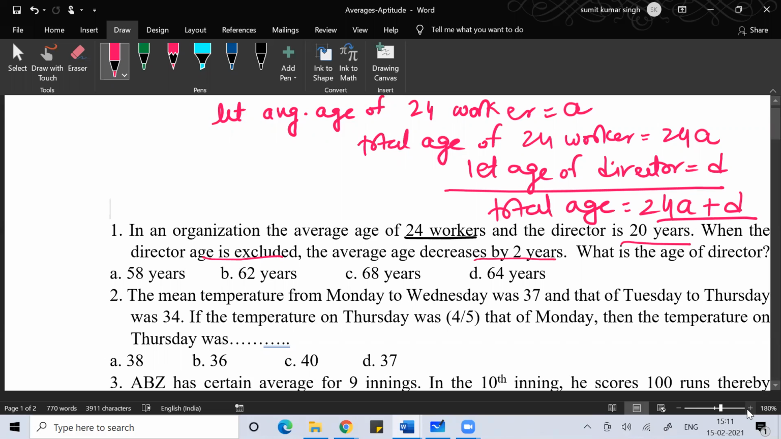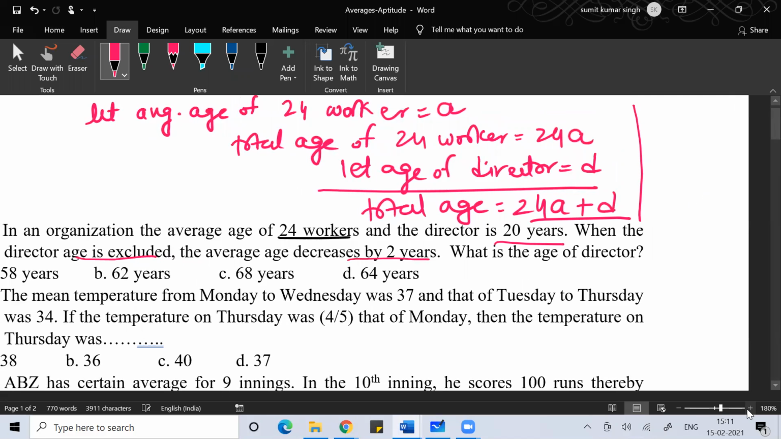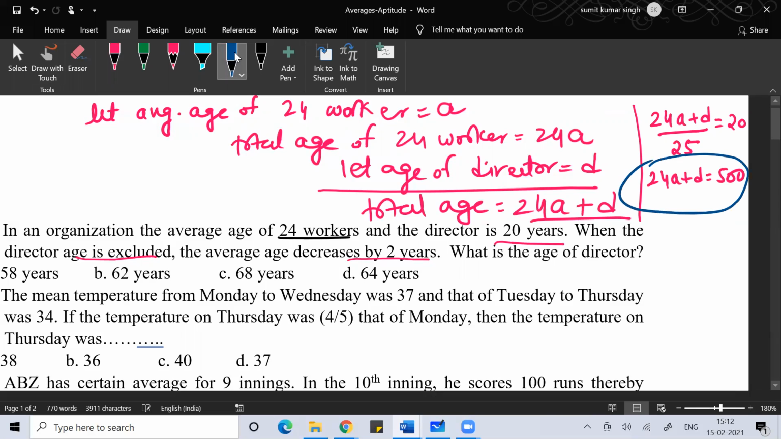So the total age of all the employees is 24A plus D, and it is given the average is 20 years. Now you have 24 workers plus one director, that is 25 people, and the average age is 20. So I can say 24A plus D is equal to 500. You can understand this equation: the total age of 24 workers and one director is 24A plus D.